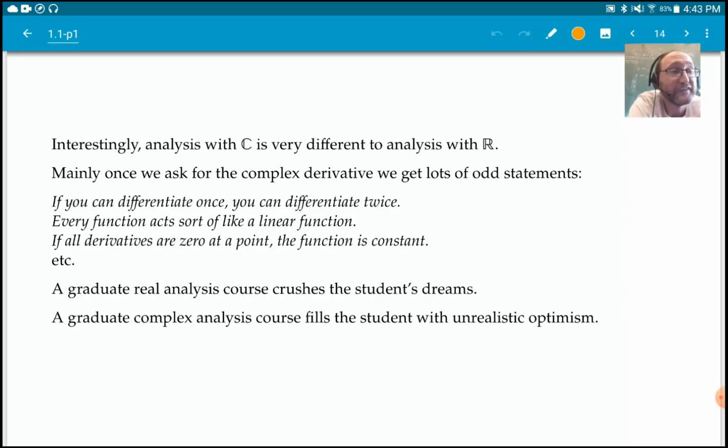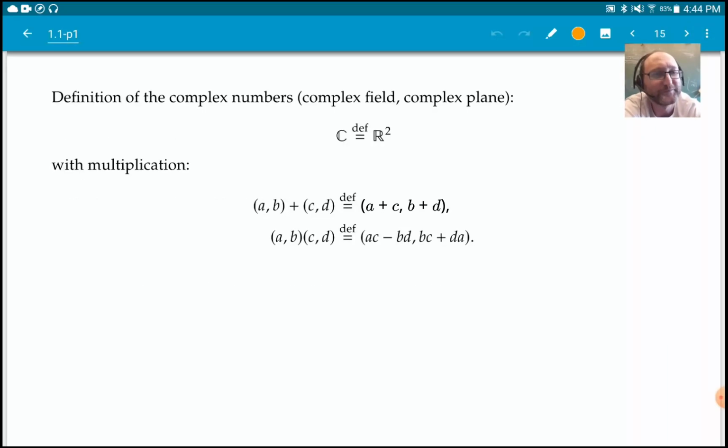On the other hand, in a complex analysis course, things are too easy in some sense. Too many things are true, so you kind of get overly optimistic about what could be true, right? So it's kind of a yin and yang thing. I mean, they're related. They're both analysis. So, but that's, I guess, the main difference.